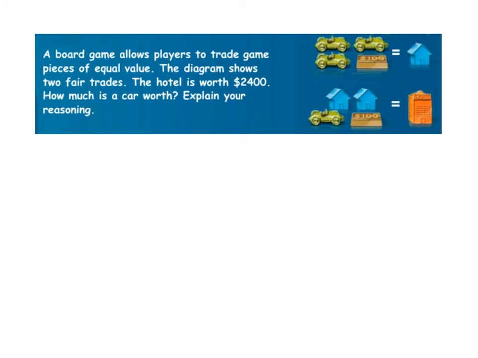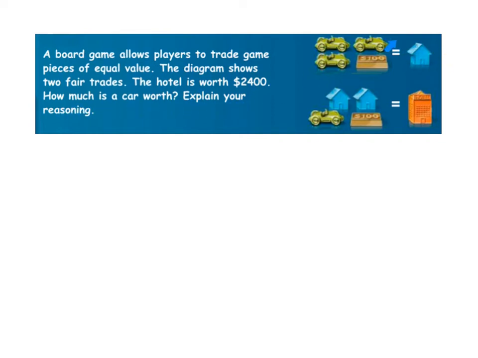To start this lesson on solving systems of equations by substitution, we're going to examine this idea. A board game allows players to trade game pieces of equal value. So the diagram shows two fair trades. You can take 3 cars and a $100 gold bar and trade it for a house. You could take 2 houses, a car, and a $100 gold bar and trade it for a hotel. Okay, and we know that the hotel is worth $2,400. How much is a car worth?